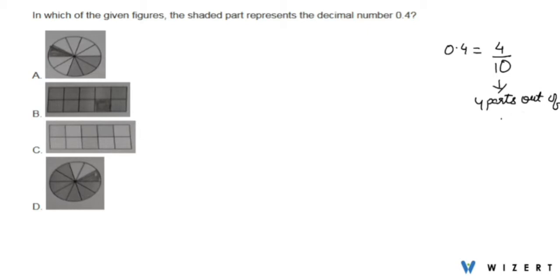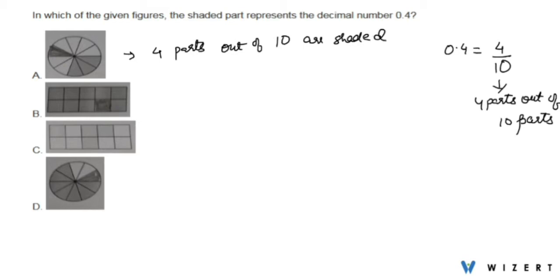out of 10 parts. So from the figure we can see in option A 1, 2, 3 and 4. 4 parts are shaded out of 10 parts. So this is 4 parts out of 10. 4 parts out of 10 are shaded in this figure. Let's see the second option.